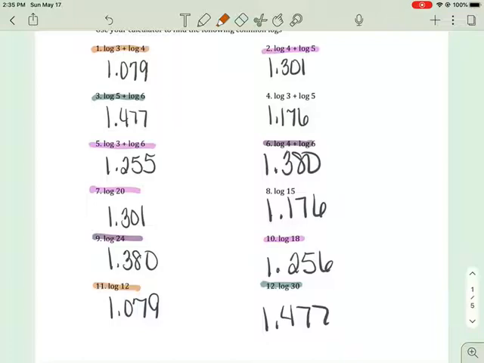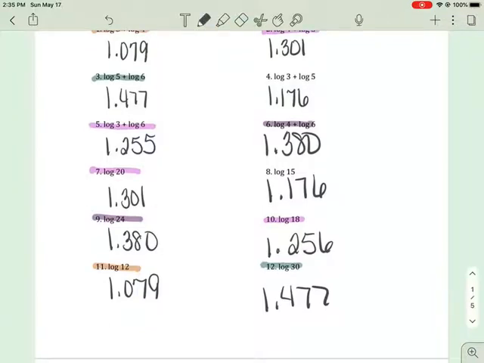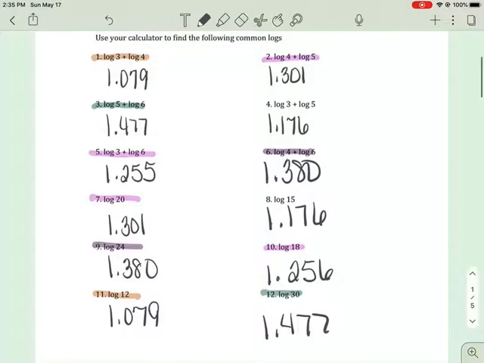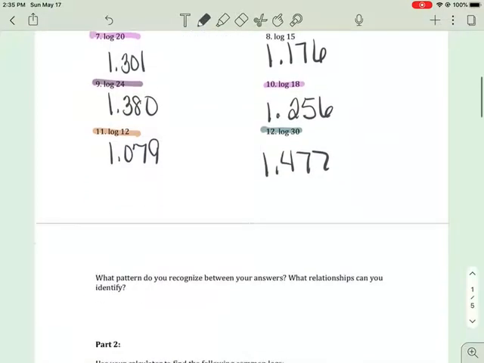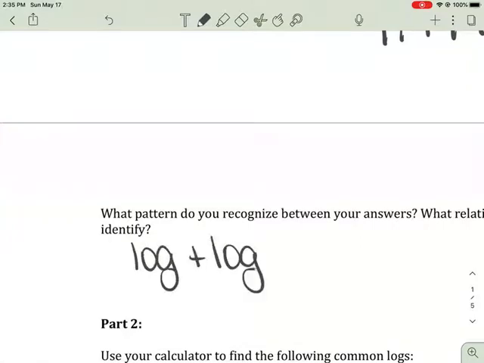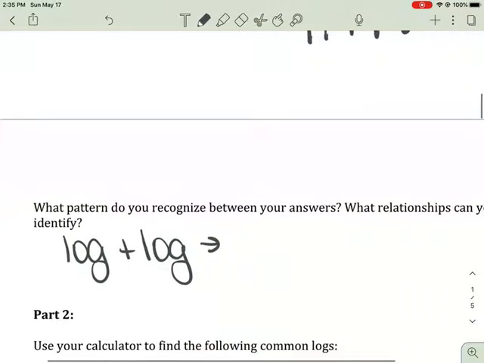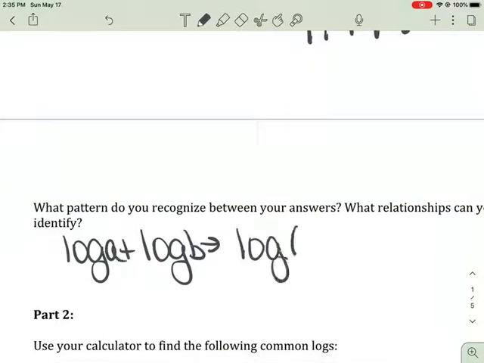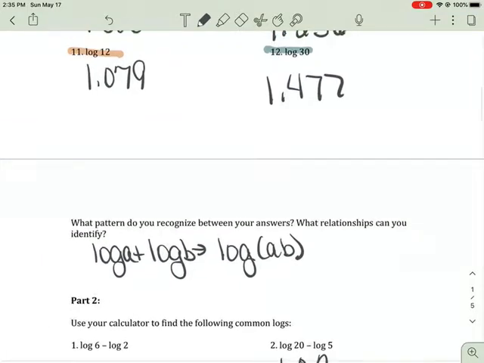So we're finding that when we multiply the numbers, we get the same as if we would add the logs. And that actually is our pattern, that the log of A plus the log of B, let's call these A and B, is the same as the log of A times B. Okay, so we're going to do the same thing for these other ones.